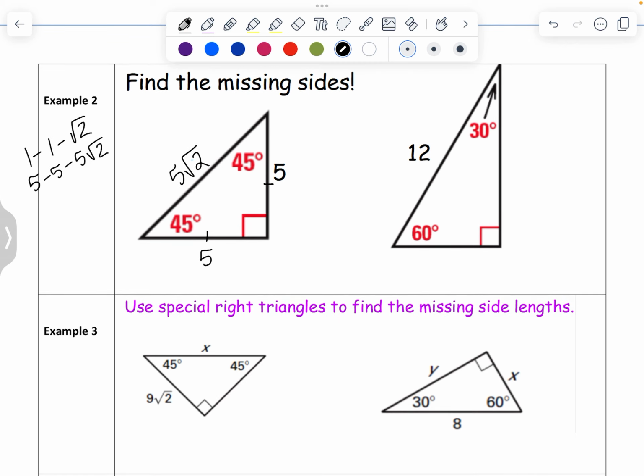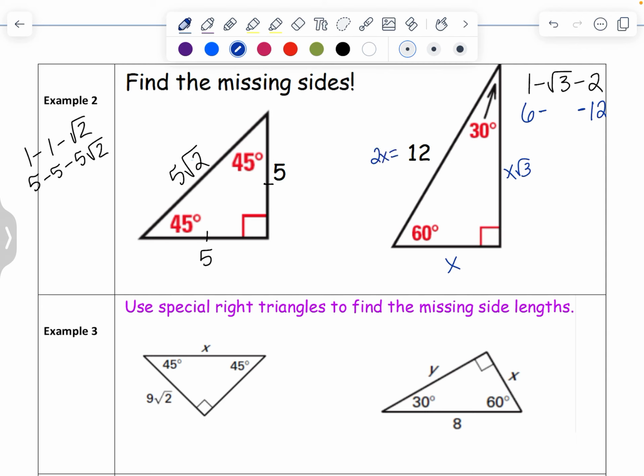In the 30, 60, 90 triangle example here, I'm given the hypotenuse. The hypotenuse is the longest side. The ratio is 1, square root of 3, 2. If your longest side is your 2, that means your shortest side is half of that. So you could also remember it as x, x square root of 3, and 2x.